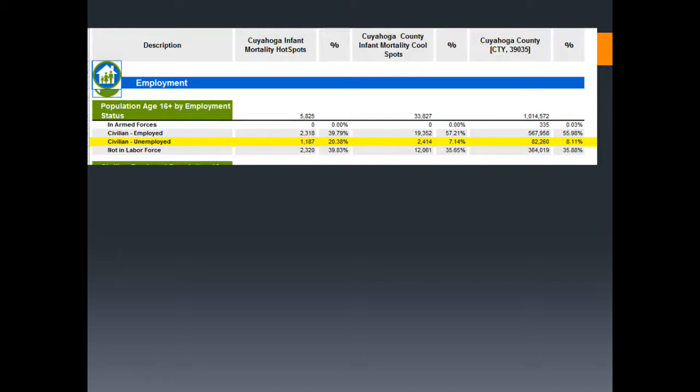The other thing is unemployment. If we were to take all those census tracts that had the worst birth outcomes and combine them as one area, we would see an unemployment rate of 20.38%, versus 7% for the best outcomes and 8% for Cuyahoga County. Now let's put this into perspective. 8% unemployment put us in the worst economic situation since the Great Depression, right? So if 8% is bad for the country, what is 20% like?